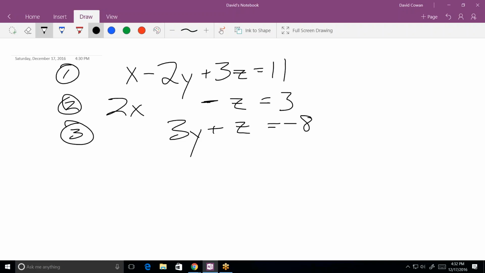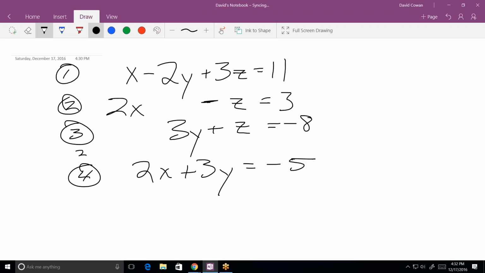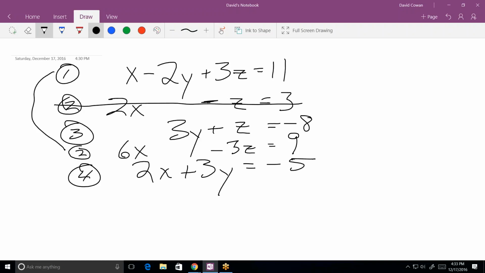So what's the easiest, most direct way to eliminate z? Adding 2 and 3 for the first one. Yeah. So that creates equation 4, which is what? It becomes 2x plus 3y equals -5. Now, if I go back, I got to find any other two equations to try to eliminate z. Could you multiply 2 by 3? That's exactly what I'm going to do here. It becomes 6x minus 3z equals 9. And now you can add 1 and 2 together to create 5.